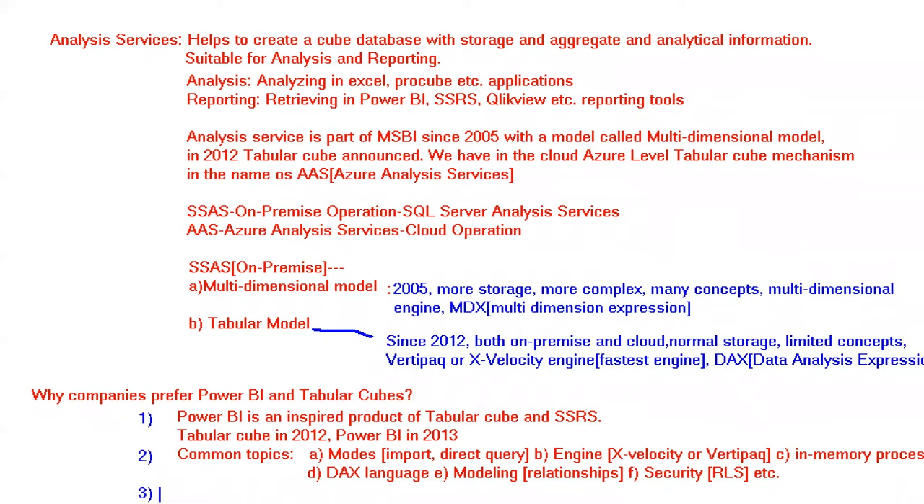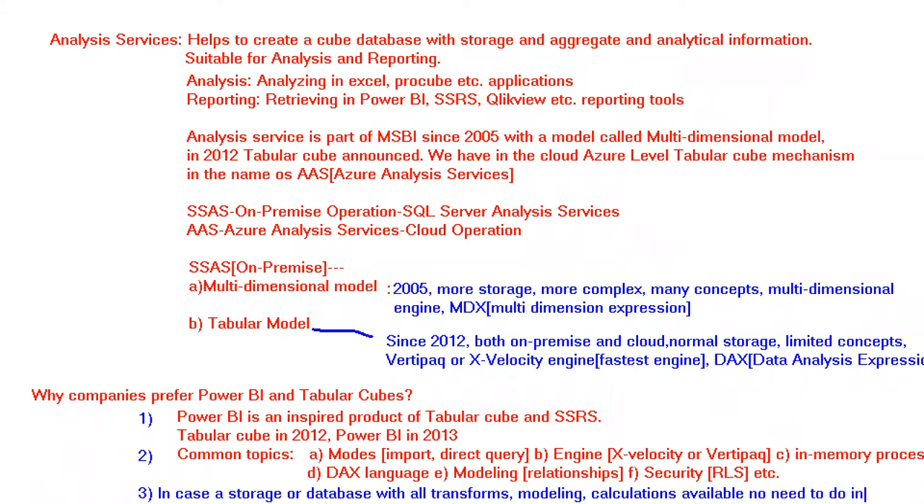Last point. In case a database or storage with all transforms, modeling, and calculations is available, there is no need to do them in Power BI. This is the advantage. At Tabular cube level, we can get the data, transform the data, model the data, establish relationships, and perform calculations. All that you do at the Tabular cube level, there is no need to do in Power BI.